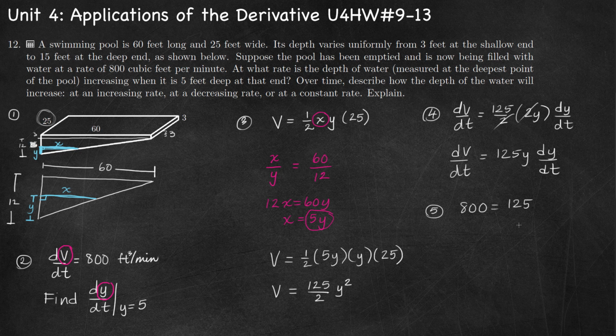And we have to find a value for y. Well, I know at this moment in time, y is equal to 5. That was given. And we're trying to solve for dy/dt. So we divide both sides by 125 times 5, and we get dy/dt is equal to 1.28.